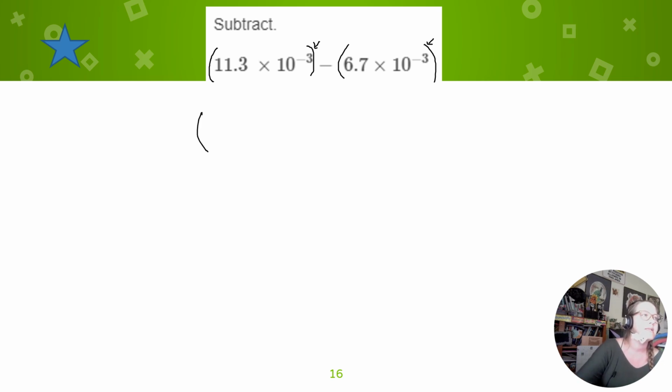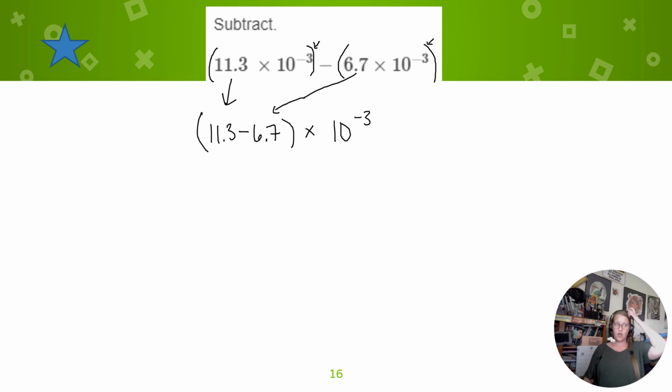I have my parentheses, my 11.3. From that, I'm going to subtract 6.7. And then the whole thing is multiplied by 10 to the -3rd power. All right. Now, your radars should have been alerting you at the very beginning that part of this is not in scientific notation, but that's okay. We are just going to complete the problem anyway.